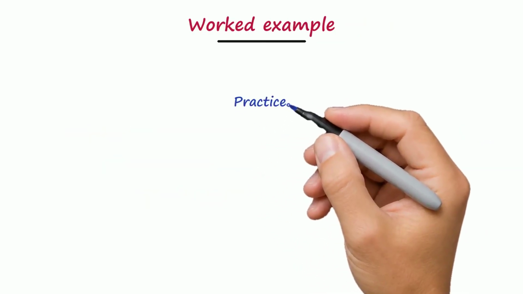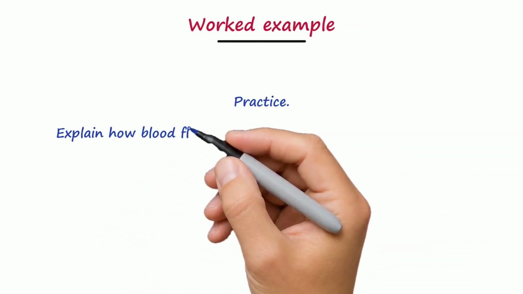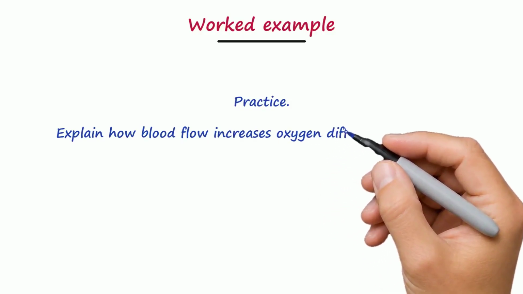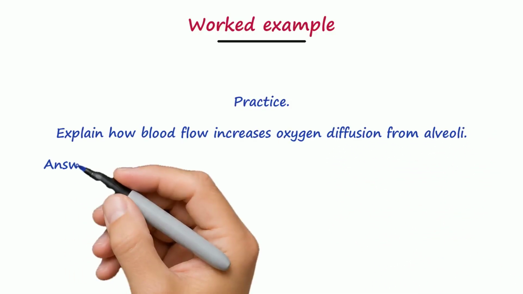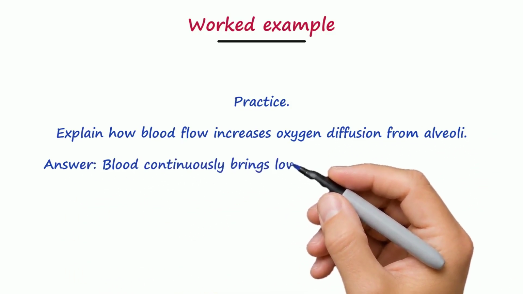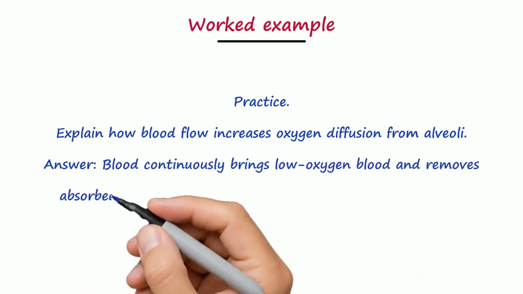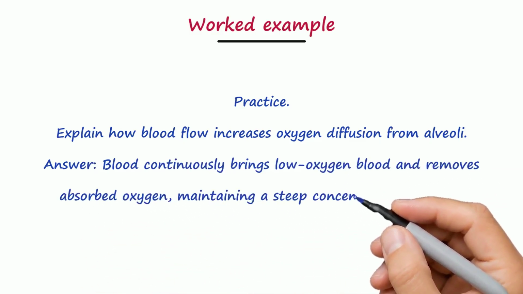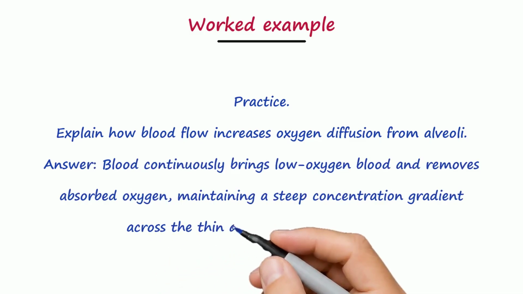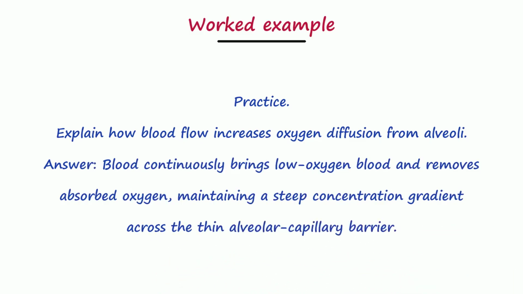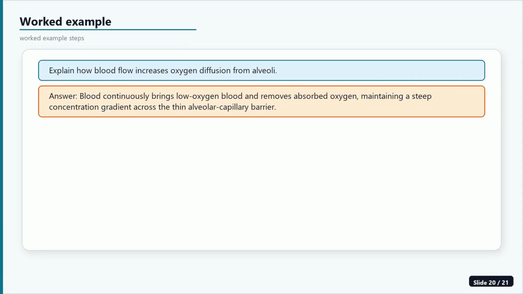Practice. Explain how blood flow increases oxygen diffusion from alveoli. Answer. Blood continuously brings low oxygen blood and removes absorbed oxygen, maintaining a steep concentration gradient across the thin alveolar capillary barrier. Watch the numbers land in the matching symbols. Check that units cancel cleanly. If they do not, the setup is wrong even before the arithmetic.